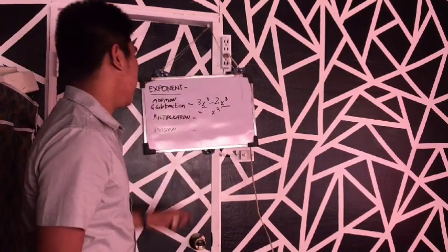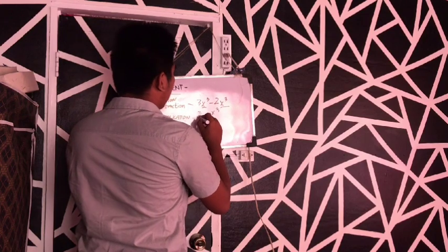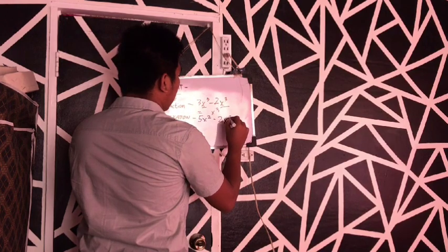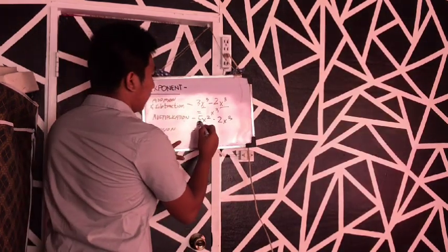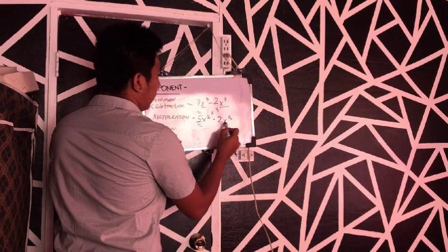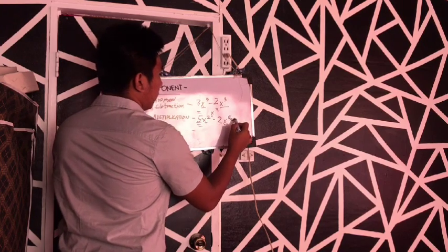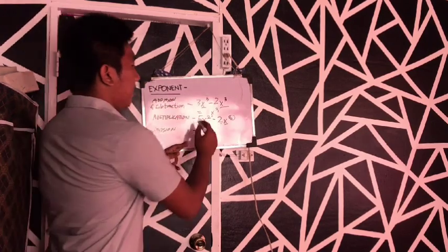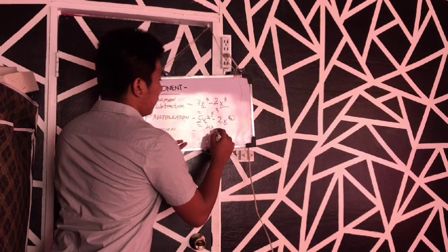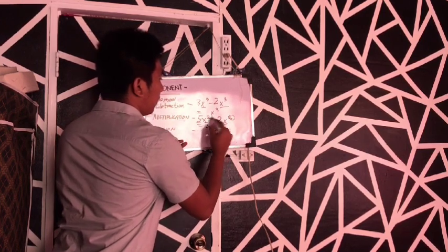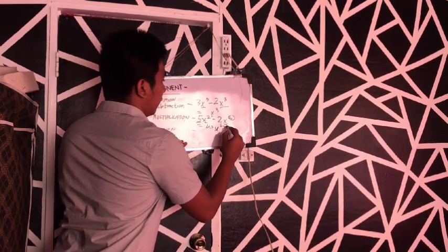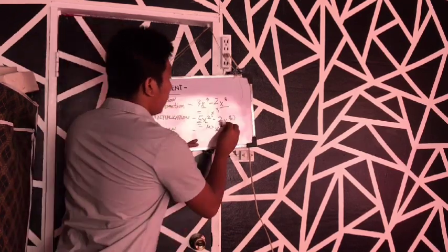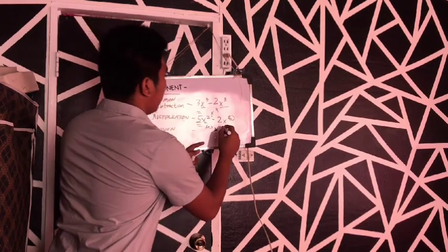So next is the multiplication, like 5x squared times 2x cubed. As you can see, again, the base and the variable, then the exponent. Then we will multiply the base, so 5 times 2 is equal to 10, then copy the variable, then add the exponents, 2 plus 3. So the answer would be 10x to the power of 5.